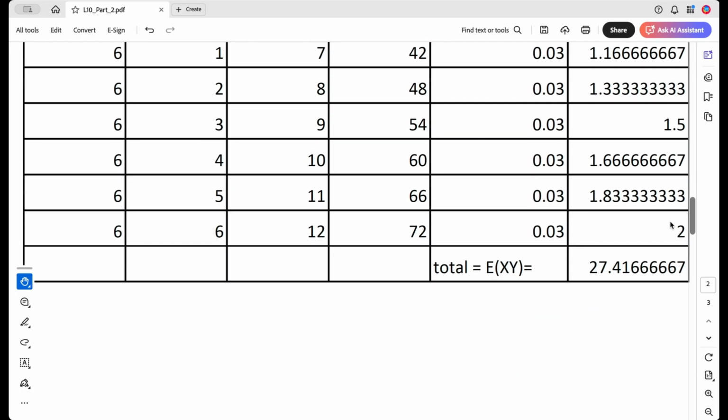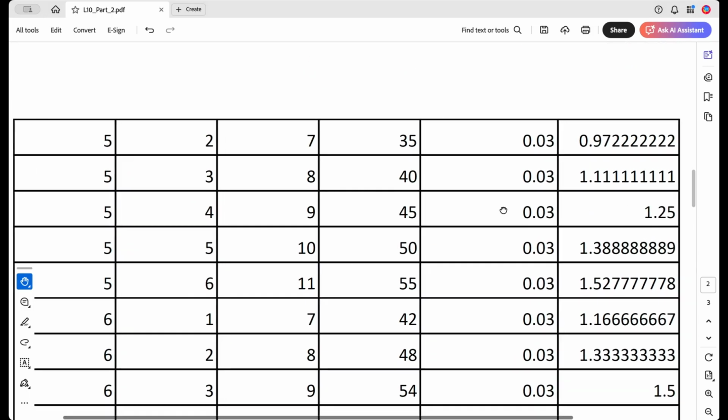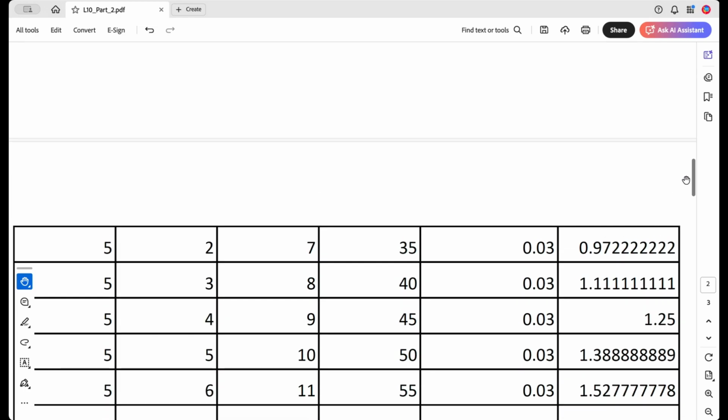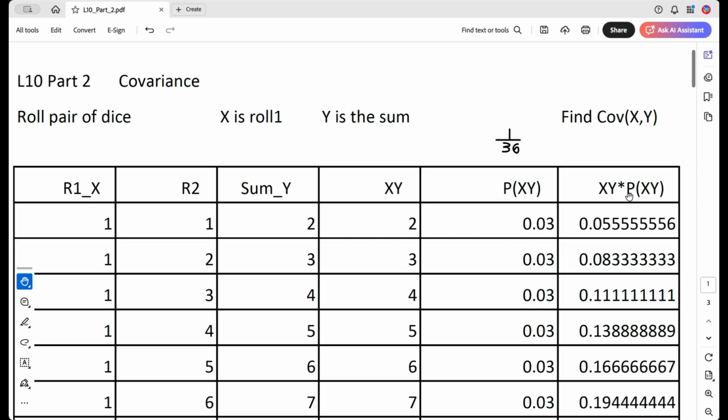And so the sum of this last column there is the expected value of xy. Expected value of xy is the summation of xy times p of xy.